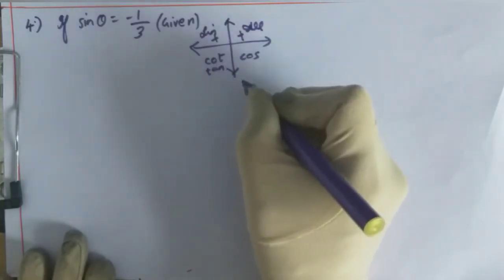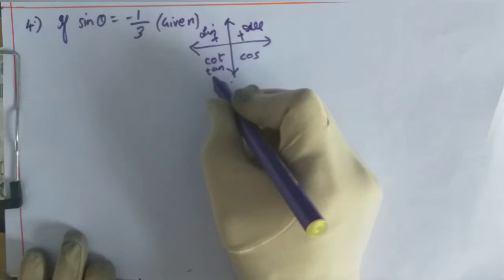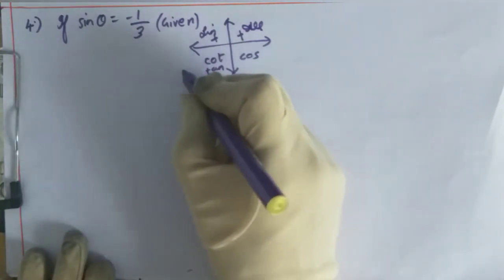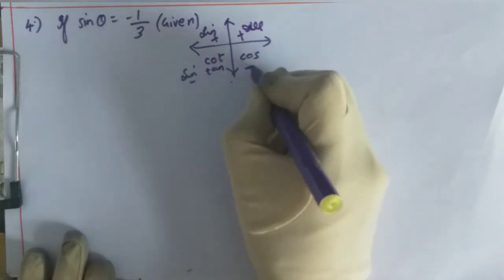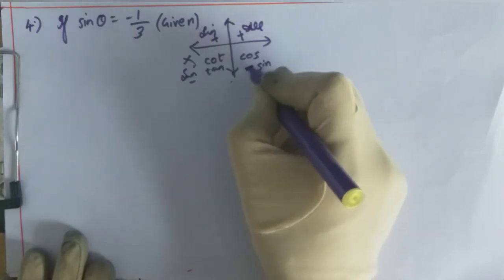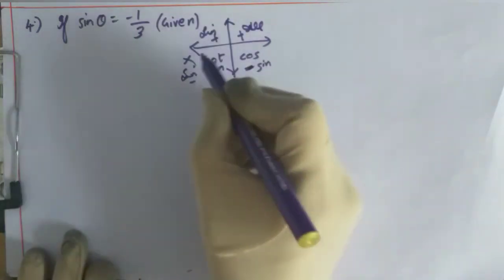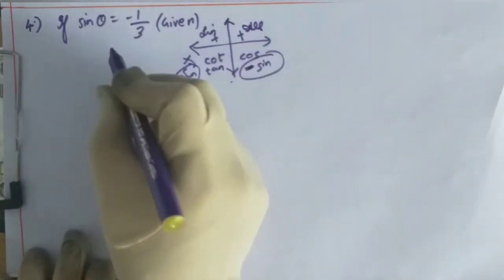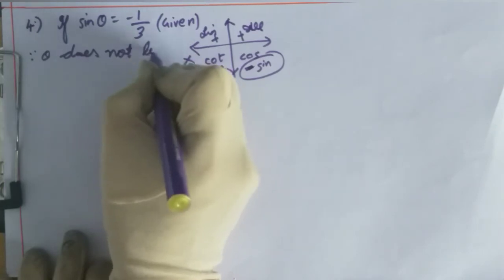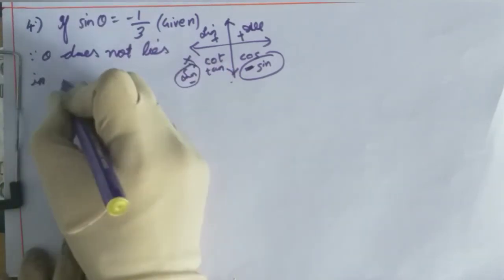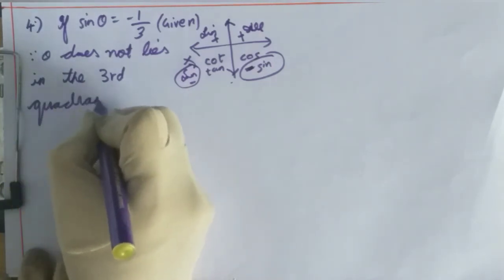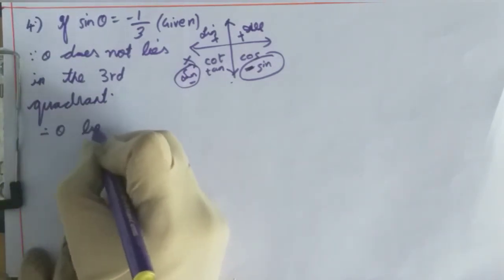Here it is telling us that the angle will not lie in the third quadrant. Where is sine negative? Sine is negative only in the third and fourth quadrant. It is telling us the angle does not lie in the third quadrant, so it will lie in the fourth quadrant, and sine will be minus. So, since theta does not lie in the third quadrant, therefore theta lies in the fourth quadrant.